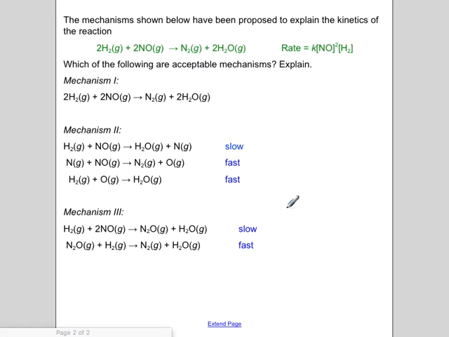And there's 2 requirements of an acceptable mechanism. So one requirement is if you add up the overall steps, so if it's just one step, it's just one step, but if there's multiple steps, you add up the steps, you cancel things that are the same on the opposite sides, you put things together if they're on the same side, to get the overall reaction. That has to be the same as the actual reaction you're trying to get. So that's the first requirement: the overall reaction has to match the equation.